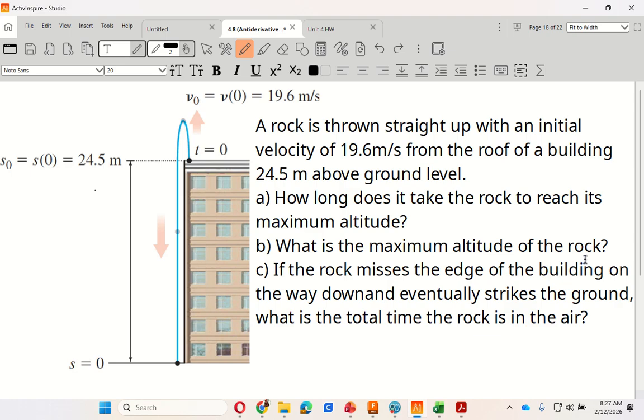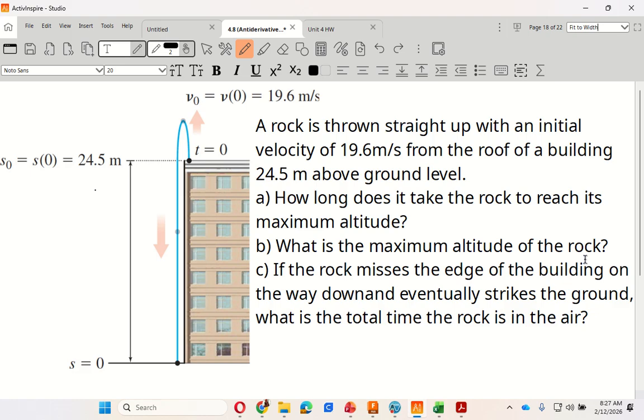Can you give me a value on gravity? 9.8. Okay, give me the whole thing. 9.8 what? Very good. 9.8 meters per second squared.